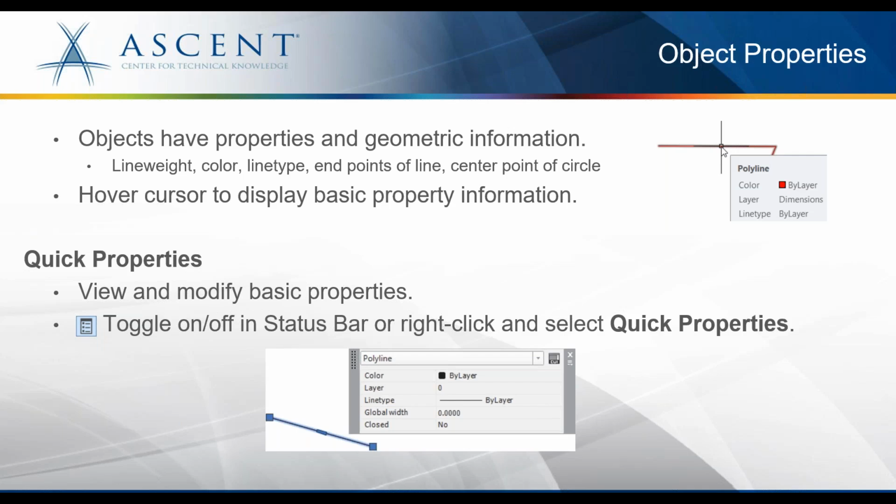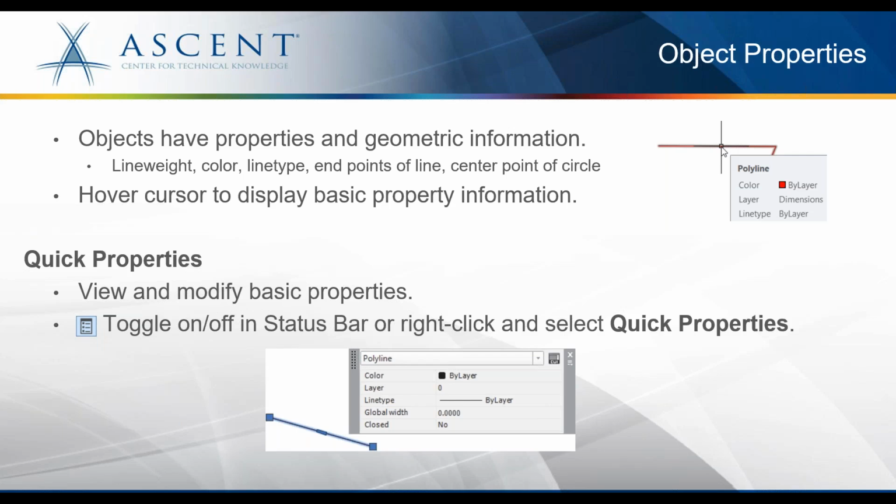There are 2 kinds of property palettes that you can use to modify the properties: the quick properties palette and the properties palette. The difference being that the properties palette is a more detailed version than the quick properties palette. So first, a little bit about the quick properties palette. As I said, it is just a compact version of the properties palette, so the working is basically the same. It has some of the basic properties that you can view and modify.